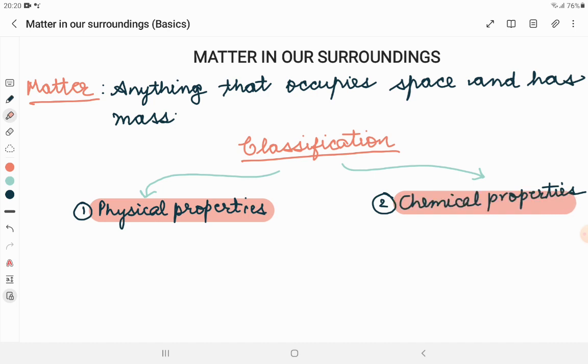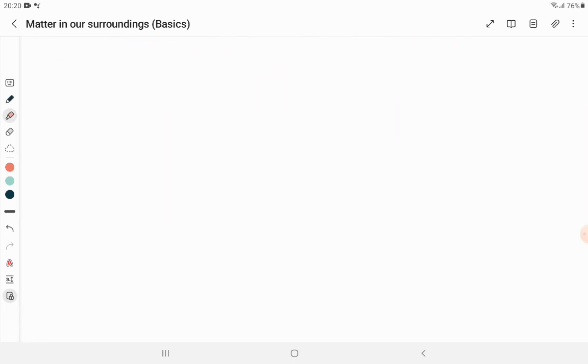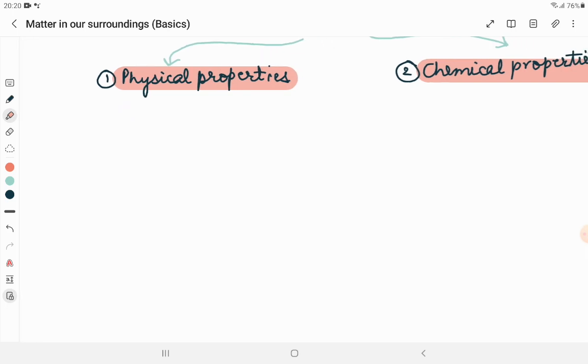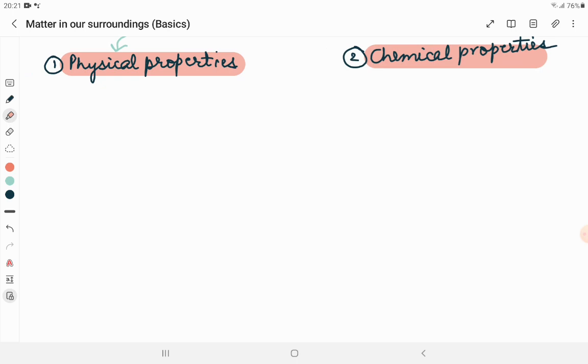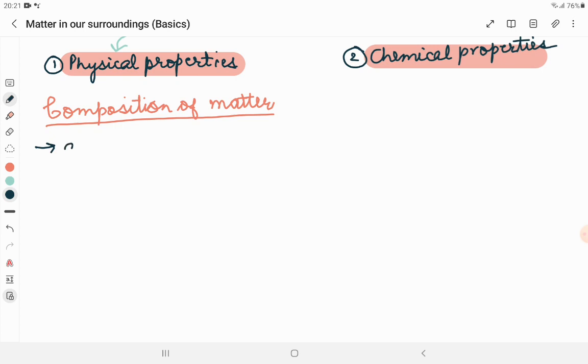Now for our information, we should first know the composition of matter, meaning what matter is actually made up of. Let us see the composition of matter. We can write here the heading: composition of matter. One thing is very clear, that we all know that matter is made up of atoms and molecules. This is the very basic thing that we know.